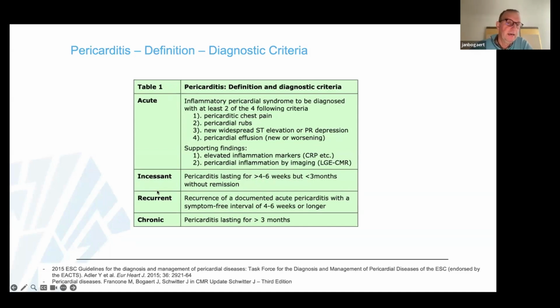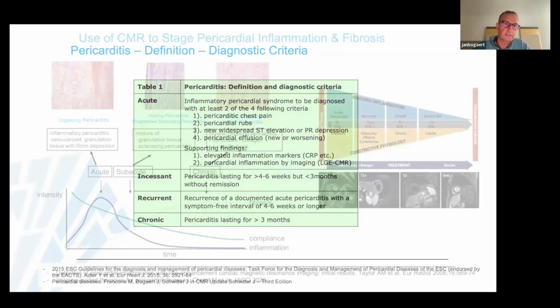It can be prolonged, and if it's prolonged, it's called incessant, where it takes longer than 4 to 6 weeks but less than 3 months. Longer than 3 months, it's considered to be chronic. And the recurrent stage is when, after a documented period of acute pericarditis, you have a symptom-free period of 4 to 6 weeks.